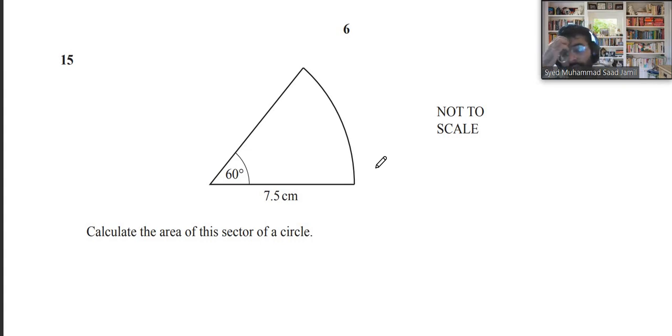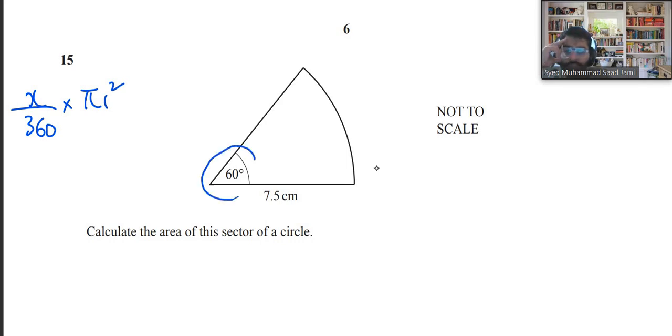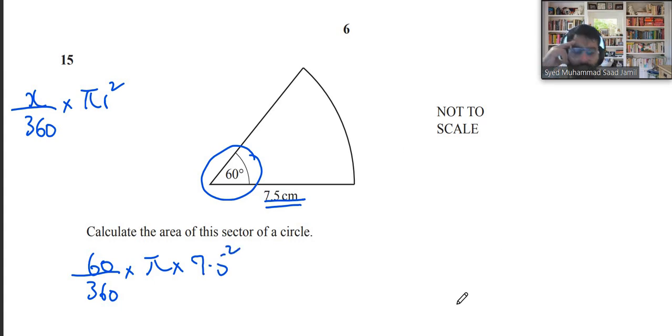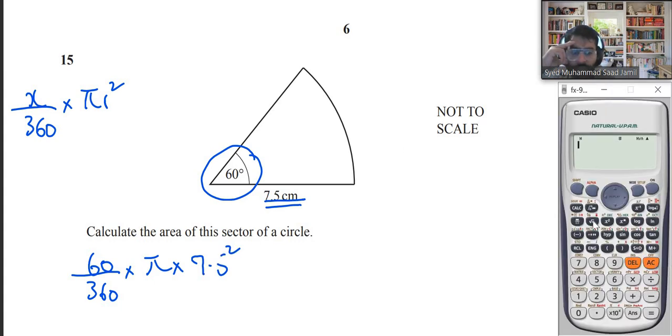Next question says calculate the area of this sector of a circle. Look, how to find the area of a sector. Area of a sector is x upon 360 multiplied by pi r square. So x is 60 degrees. So 60 upon 360 multiplied by pi multiplied by r. r is 7.5, 7.5 square. Just plug it into the calculator.